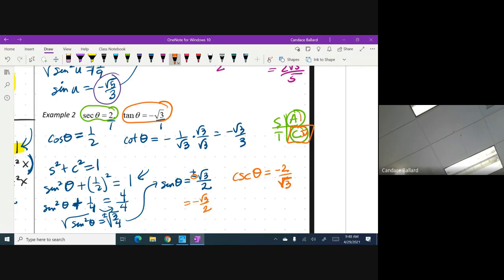All right. What's the name of the process for me to get rid of that radical in the denominator? What do we call that? Put it in the chat for me. All right, I've got a lot of rationalizing going in the chat. So square root of 3 over square root of 3. We've got negative 2 square root of 3/3 for our final answer.